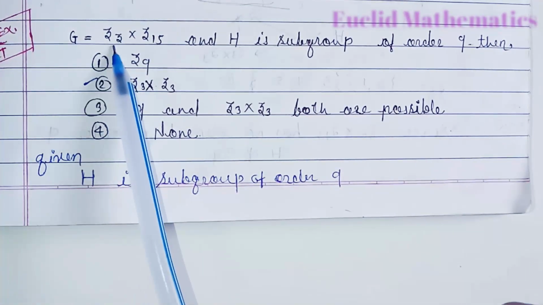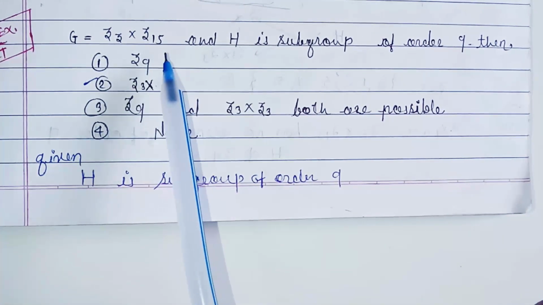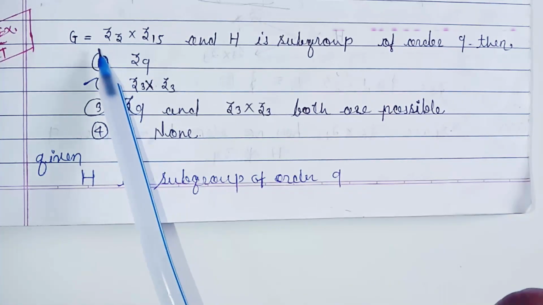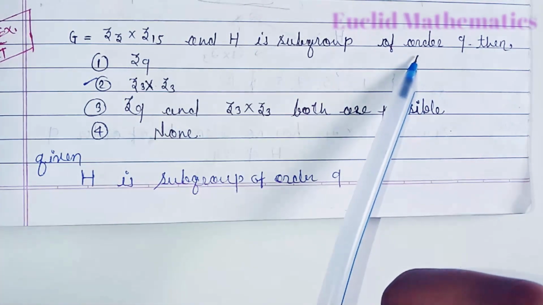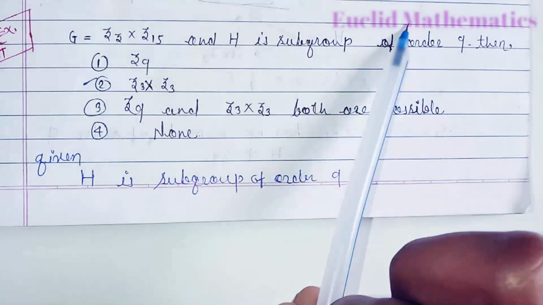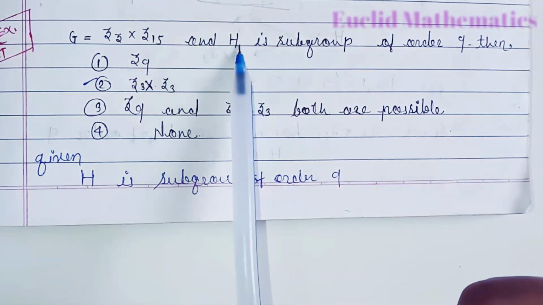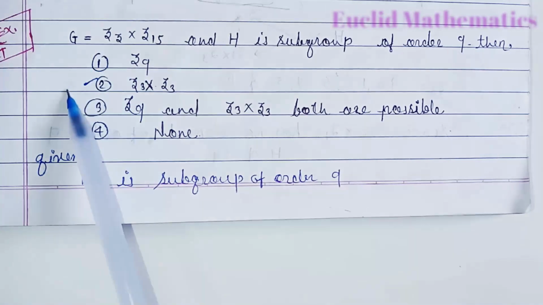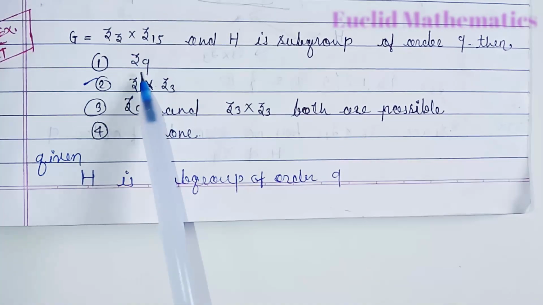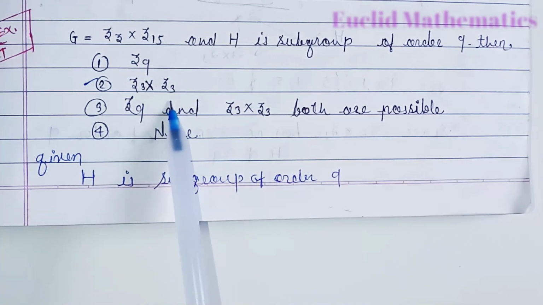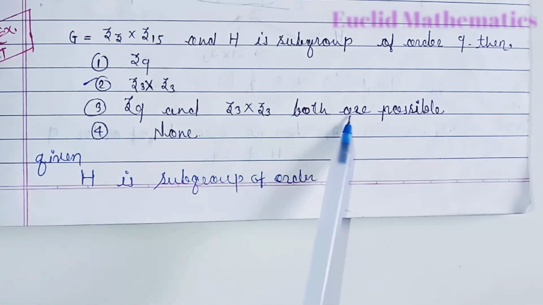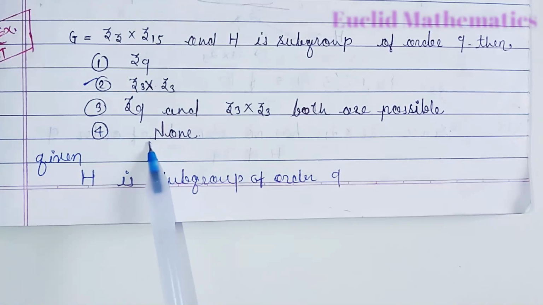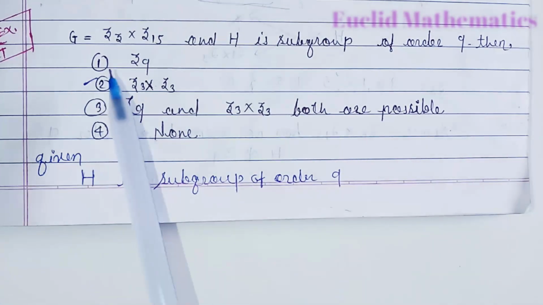G is given as Z3 cross Z15. So Z3 cross Z15 is the given group, and H is a subgroup of order 9. Our group has a subgroup of order 9, and it is H. We have to figure out which one of the options is correct here. First is Z9, second Z3 cross Z3, third Z9 and Z3 cross Z3 both are possible, and fourth is none.